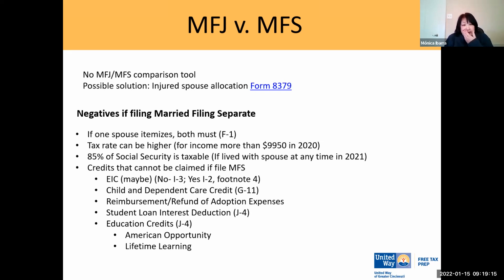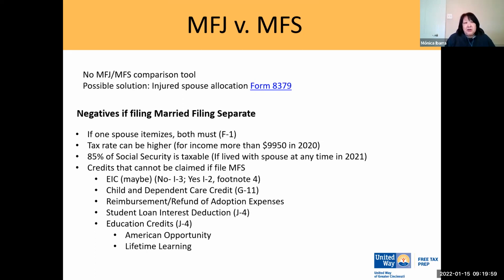The earned income credit, now this year, and this year only, that's a maybe. There is an exception for if you're married filing separate, if you have dependents, and you live apart and you didn't support your household. So on the 4012, you look at page I3 for doesn't fit the exception, or I2 footnote 4 for it does fit the exception. You cannot claim the child and dependent care credit. There's a reimbursement on refund of adoption expenses that you don't qualify for, student loan interest deduction, and then education credits. None of those can you claim.